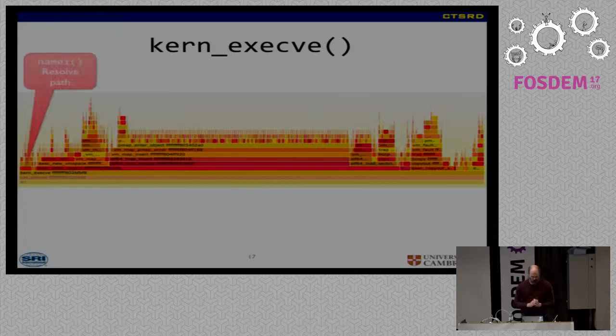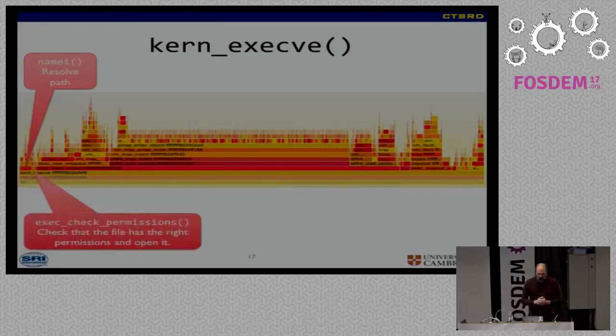The first bit of kern_execve uses namei, which is horrible and complicated and involved in the file system, so we're not going to talk about it any further, except to say that its job is to resolve the path that was passed in and find it in the file system. Next up, exec_check_permissions verifies that the file has the right permissions, that we're allowed to open it and execute it, and then it opens it, which is a bit mashed together, but that's how it is.